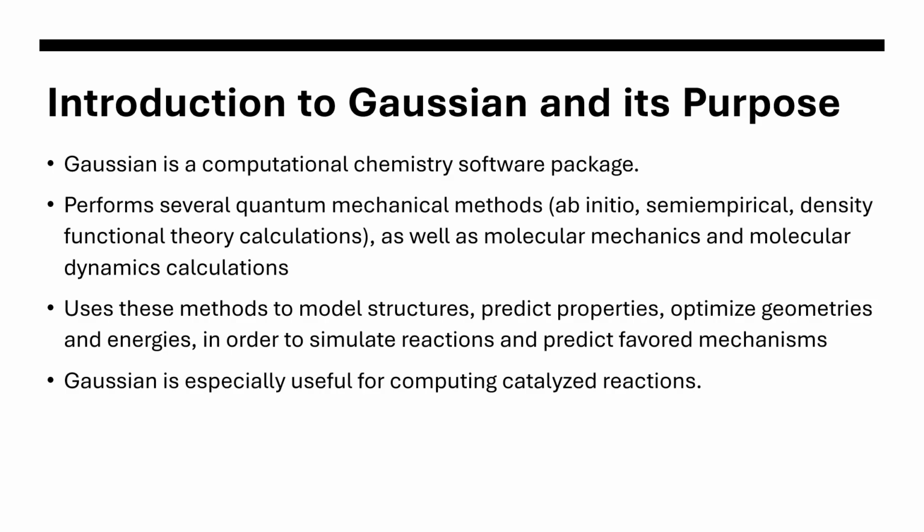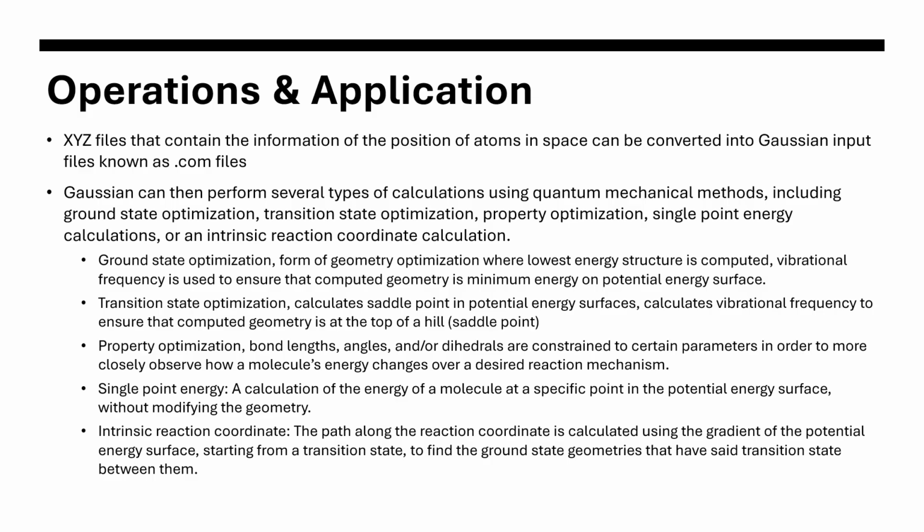Those two methods cannot be used to look at bond breaking and bond forming, but essentially all these methods can be combined to model structures, predict properties, optimize geometries and energies in order to simulate reactions and predict favored mechanisms. So it's very useful for looking at all the aspects of a reaction, including the structures in different stages of the reaction, as well as predicting what reactions will be favored. Gaussian is especially useful for computing catalyzed reactions, which I will talk about later.